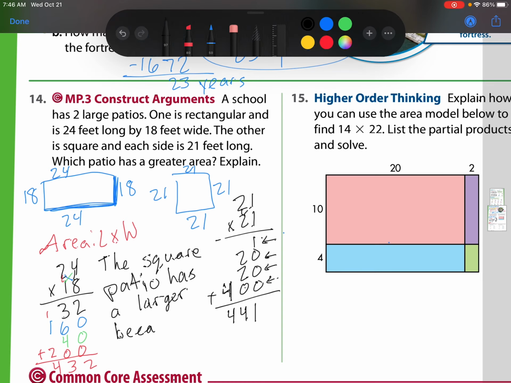And hold on a sec, my pen tip just fell out. Has a larger area. And it's not going back in, so we may be finishing this by hand.